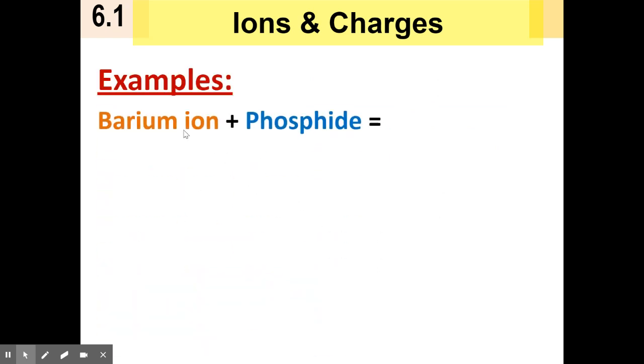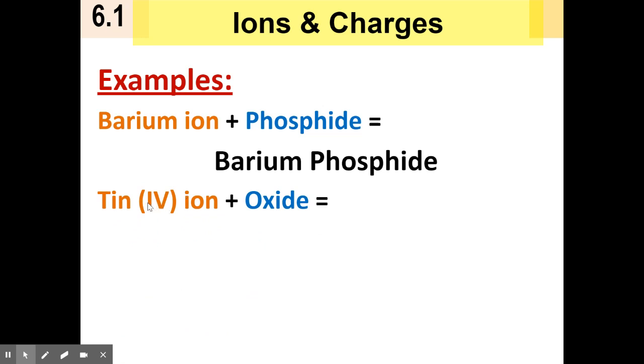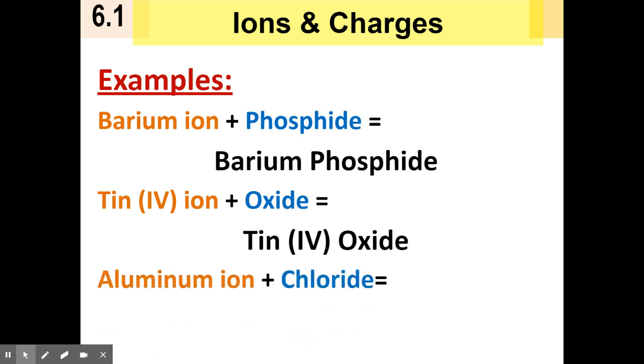If you have a barium ion and you're combining it with phosphides, then the compound is going to be called barium phosphide. That's it. Doesn't matter how many of each there are, it's barium phosphide, okay? Or maybe you have tin 4 ions and you're combining them with oxide. Well, then this is going to be called tin 4 oxide. Done and done. That's the name of that compound. If you're combining aluminum ions with chlorides, well, then that would be aluminum chloride. Guys, it's simple as that, okay?